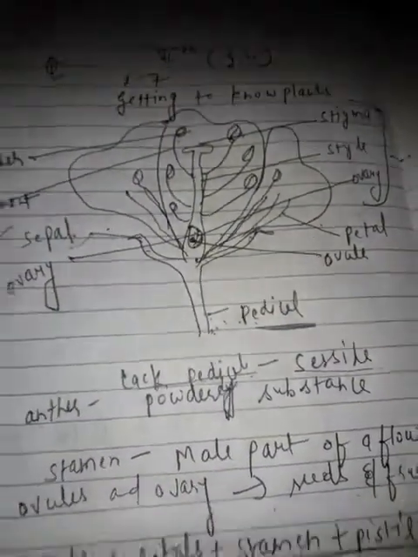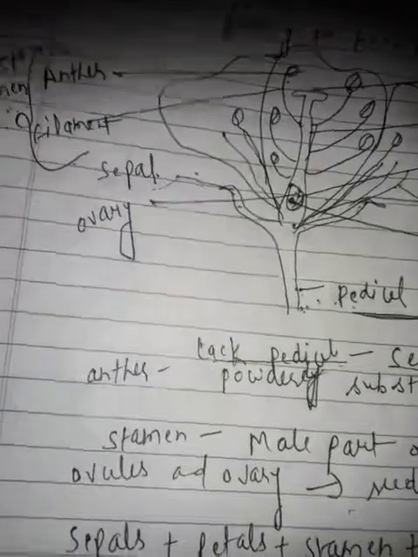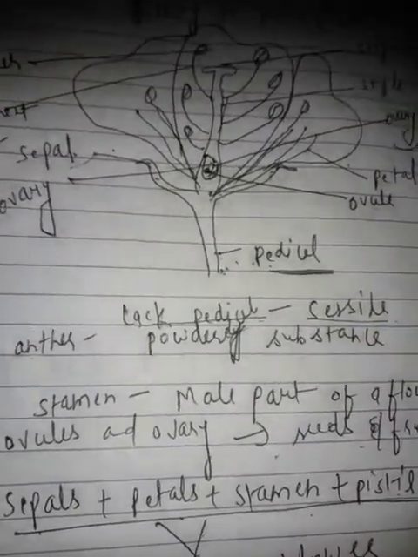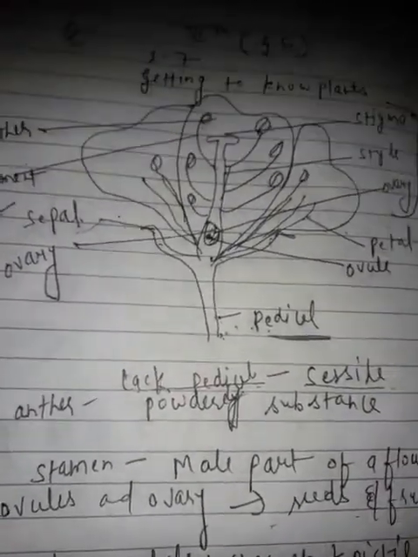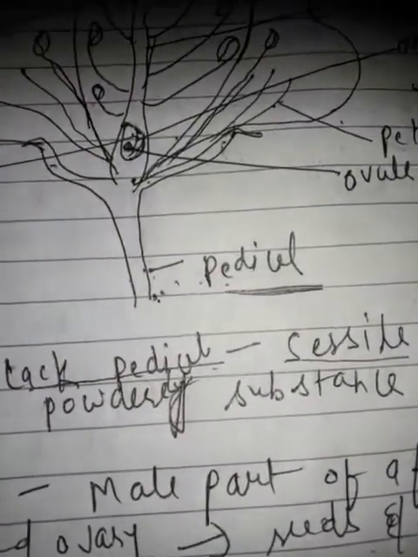And activity 12 is given. Collect flowers of various plants, press and dry them as you pressed and dried the plants earlier.